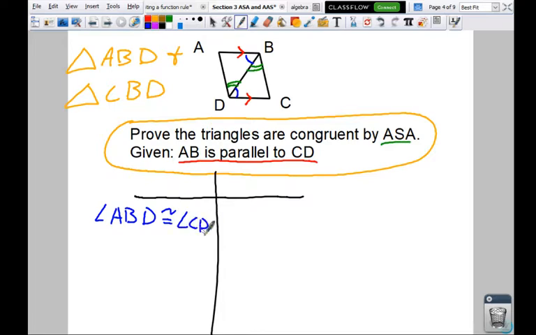Let me try that again. Angle CDB. And my reason is because they are alternate interior. And I'm going to be lazy and just abbreviate it. They are alternate interior angles.